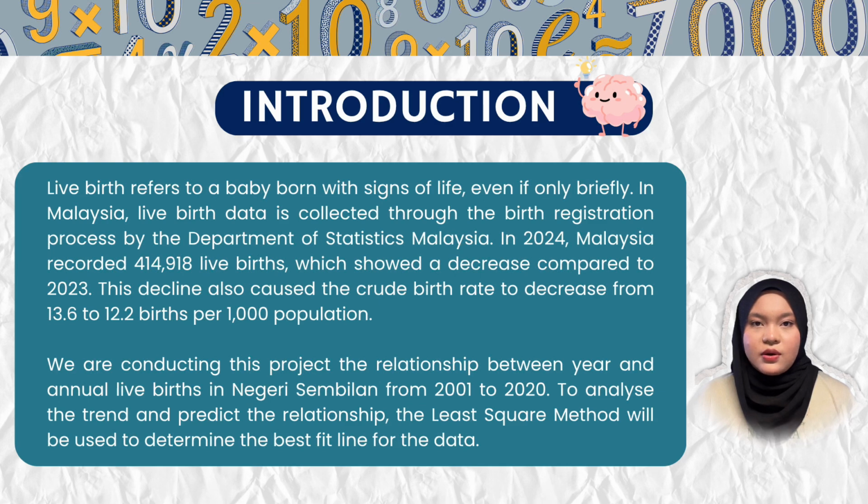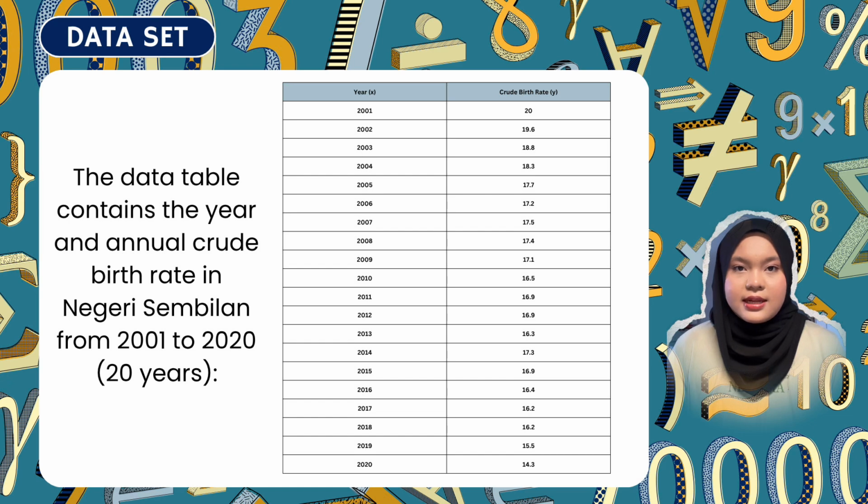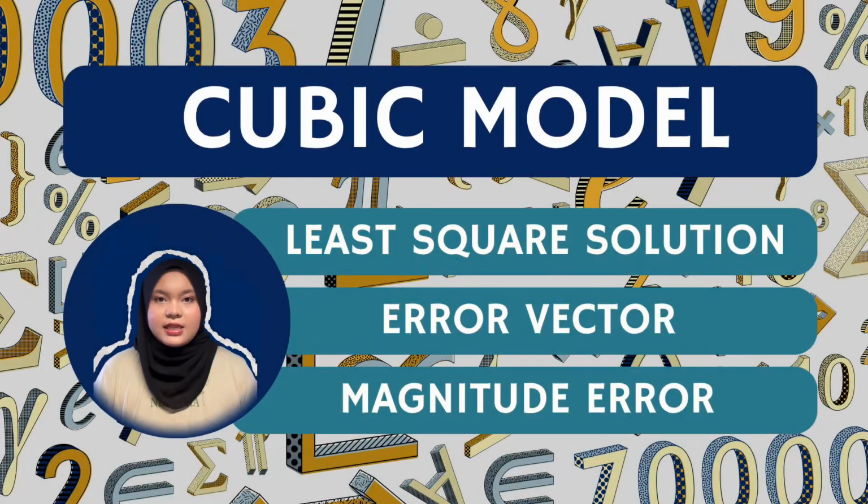Because of this issue, we were interested in analysing the pattern and trend of birth rates over time, specifically in Negeri Sembilan, Malaysia. Next, this table shows the dataset used in our study. The data consists of the year represented by X and the crude birth rate represented by Y. For this video presentation, we chose to explain our findings between years and crude birth rate using cubic model.